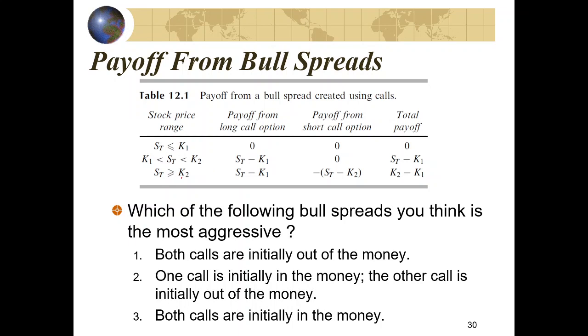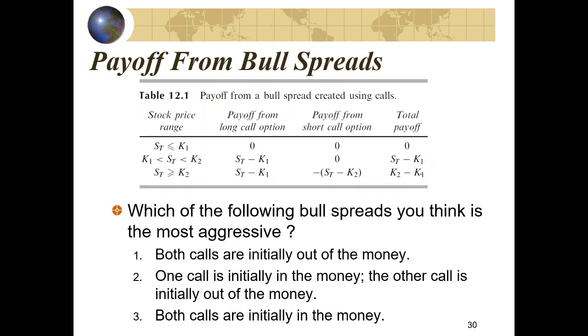If ST is greater than K2, then the payoff from the long call is the same, ST minus K1. The payoff of the short call is negative because I am making the payment, I am paying minus (ST minus K2). Now, open the bracket, then minus times ST will be minus ST, and minus times minus K2 will give us plus K2. So ST minus K1 minus ST plus K2 will lead us to a total of K2 minus K1.